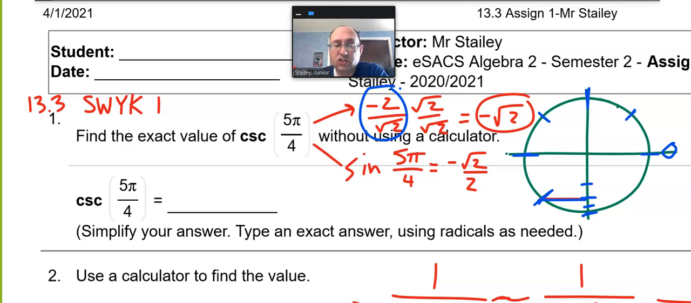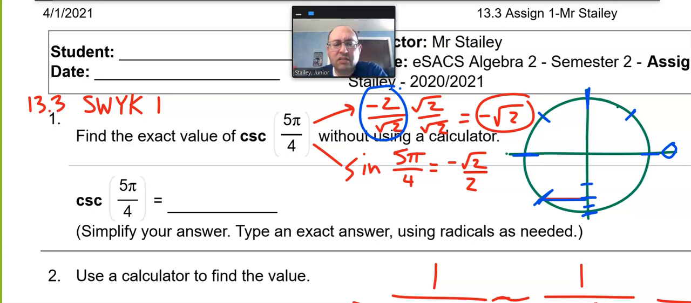It doesn't change signs. Whenever people flip it and change the sign, I think they're going back to geometry where we do perpendicular lines, and the slopes of perpendicular lines are opposite reciprocals. But reciprocals only flip. They don't change sign.